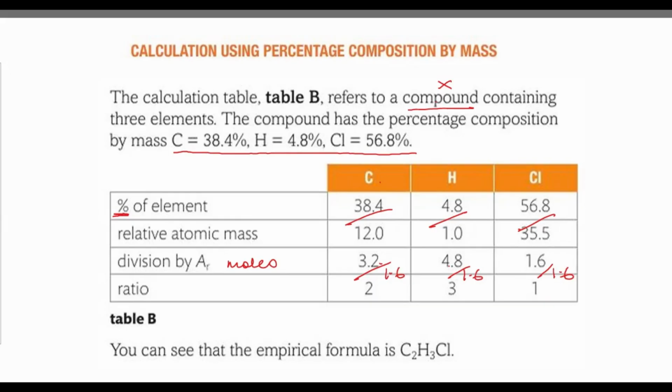So when 3.2 is divided by 1.6, we get the answer 2. 4.8 divided by 1.6 gives 3, and 1.6 divided by 1.6 is 1. So we know that carbon, hydrogen, and chlorine exist in the ratio of 2 is to 3 is to 1. So our empirical formula is C2H3Cl.